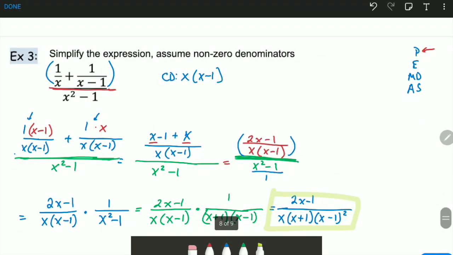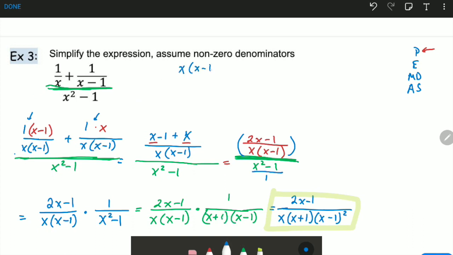This particular problem, I could have also done the same thing. I could have chosen to focus on multiplying the top and bottom of the larger fraction by the common denominator that I had found earlier. So I could have multiplied it by x and x minus 1 on top and bottom of the fraction as a whole, which would have resulted in the same result, but in a different way.